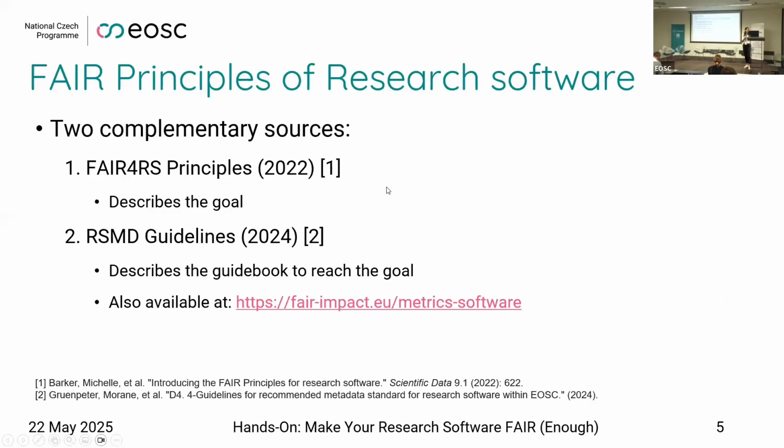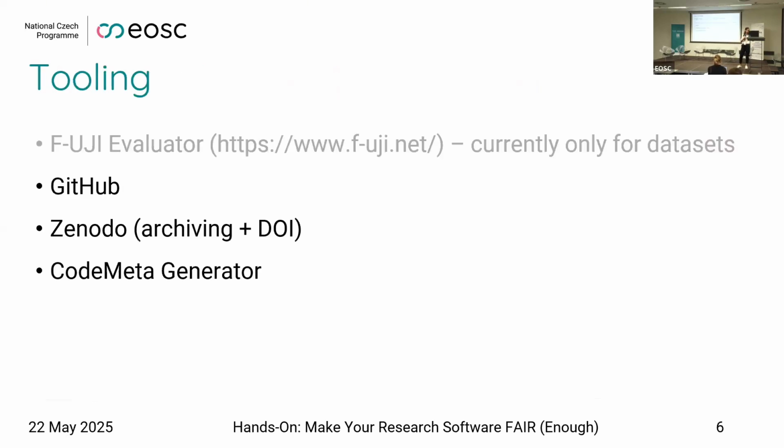I understand the first one, the FAIR for Research Software principles, to basically describe the goal which you want to achieve, and the guidelines to be the guidebook of reaching the goal. So these provide the practical how-to and step-by-step instructions for implementing a given metric.